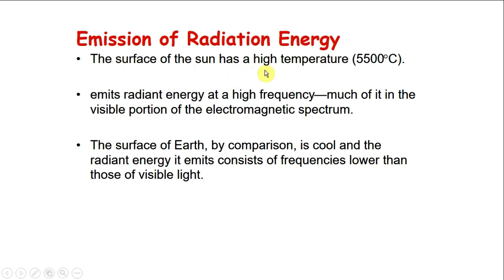Now, the surface of the sun has a high temperature, 5500 degrees Celsius. The surface of the sun will emit radiation energy at high frequency, much of it in the visible portion of the electromagnetic spectrum. The surface of Earth, by comparison, is cool, and the radiation energy emitted by the surface of Earth consists of lower frequencies than visible light.